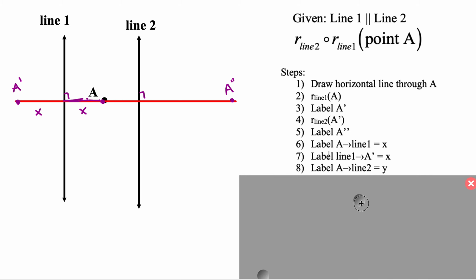okay? Now this next part is where you earn your money. You have to think about what you're doing. You're reflecting A prime over line 2, which means that this whole distance has got to be the same here to here, right? What is this distance? Well, it's a couple of x's and a y. So what does that mean this distance has to be? Well, it's got to be 2x plus y, otherwise it is not a proper reflection. This whole distance, because I'm reflecting over this line, has to be the same.